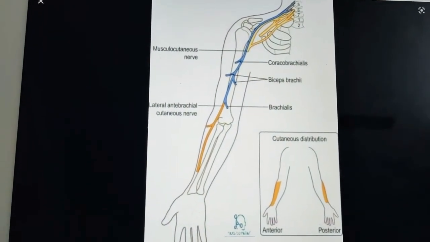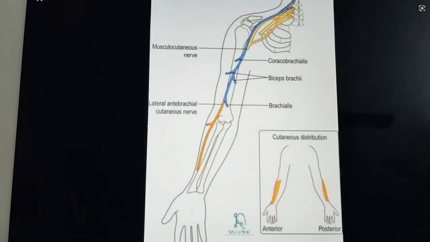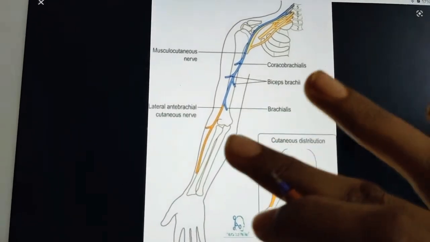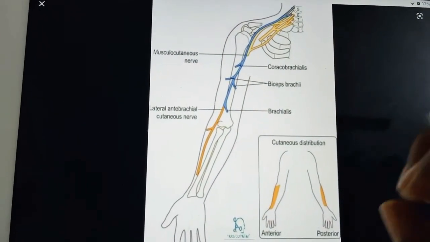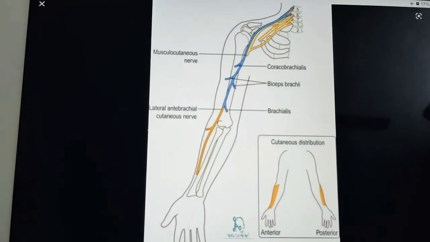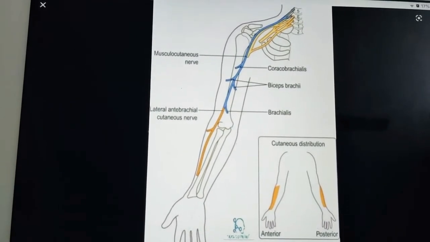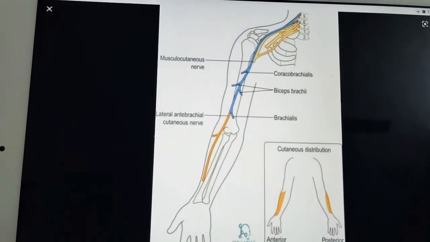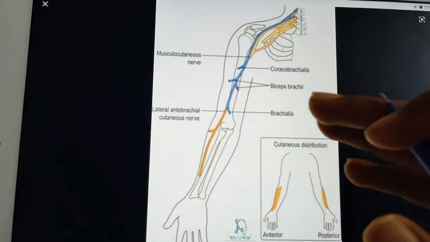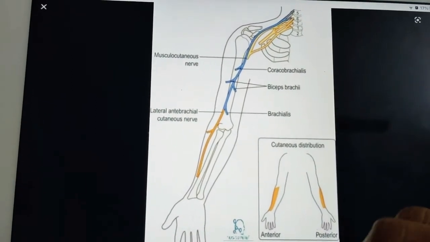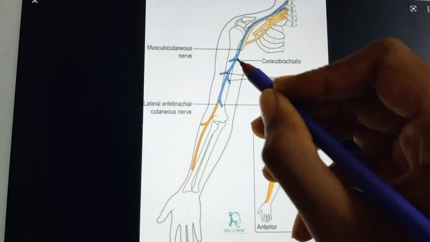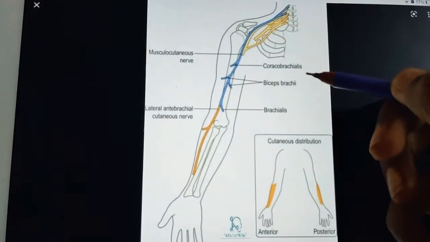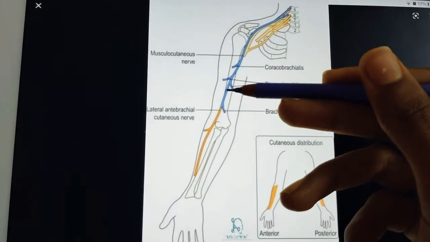Now let us understand its origin, course and termination. Of course we know the origin: it's from the lateral cord of the brachial plexus in the lower part of the axilla. It accompanies the third part of the axillary artery. So what are the branches of the third part? The subscapular artery, right? Besides that we have two other branches of the third part. It accompanies them and enters the front of the arm, where it pierces the coracobrachialis muscle. This is the coracobrachialis muscle, here on the medial side. So remember, the musculocutaneous nerve will pierce the coracobrachialis muscle and come to the anterior side, okay?